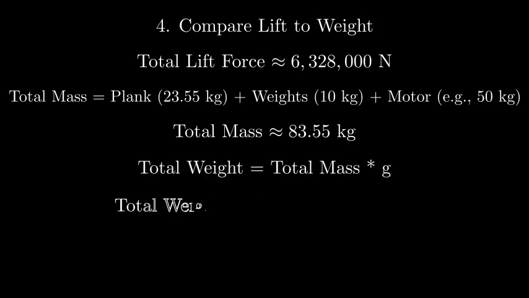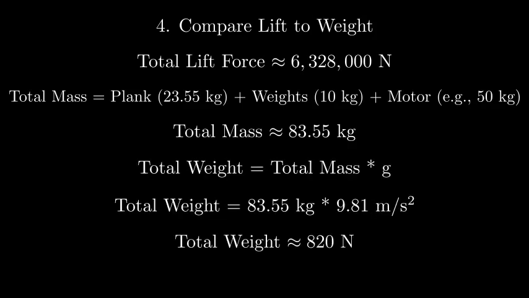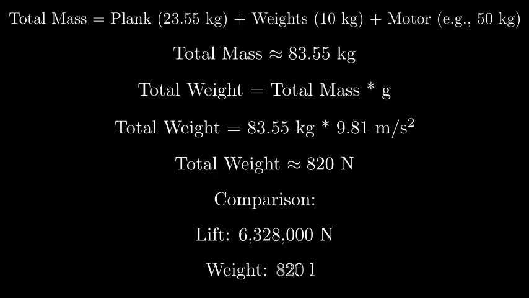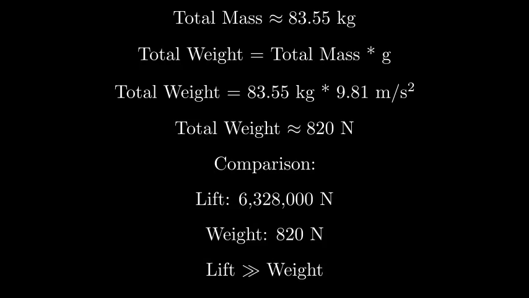To find the weight, we multiply the mass by the acceleration due to gravity, 9.81 meters per second squared. This gives a total weight of only about 820 newtons. Comparing the two, our calculated lift of over 6 million newtons is vastly greater than the 820 newton weight of the apparatus. Based on these numbers alone, it seems like it would not only lift off, but launch into orbit.